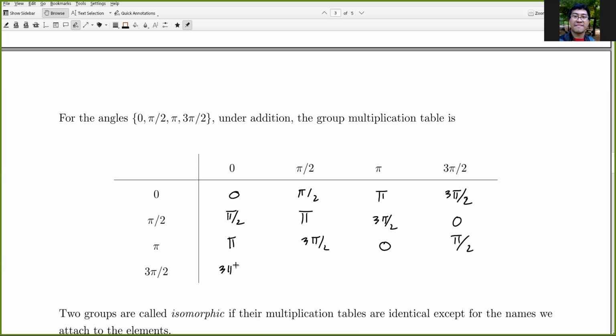Continue here. This is 3 pi over 2. 3 pi over 2 plus pi over 2, that's 2 pi, which is 0. 3 pi over 2 plus pi, just like this, that's pi over 2. 3 pi over 2 plus 3 pi over 2, that's 3 pi. 3 pi is 1 pi plus 2 pi. 2 pi is 0, so this is pi.